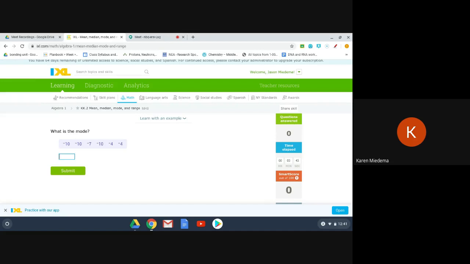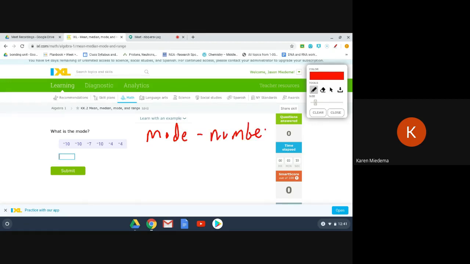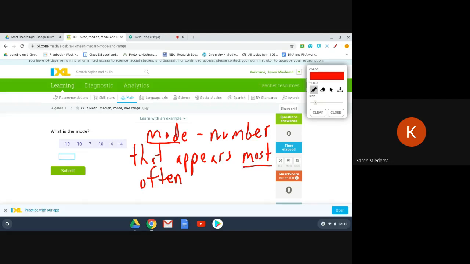So if I'm going to make a little checklist here on the side, for mode, well, that's the number that appears most often. Okay, so there's the definition of mode, the number that appears most often. People like to remember mode by most. You think of which number appears most often, well, then that's the mode.